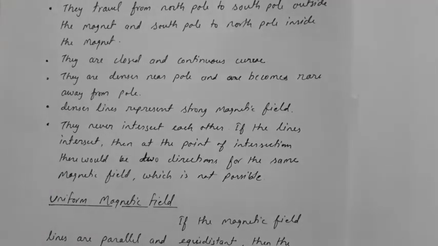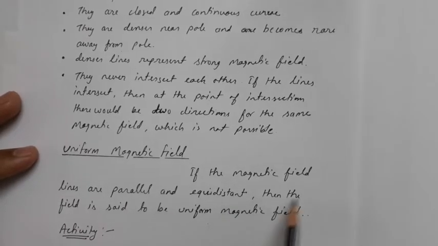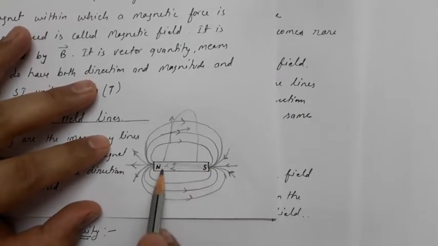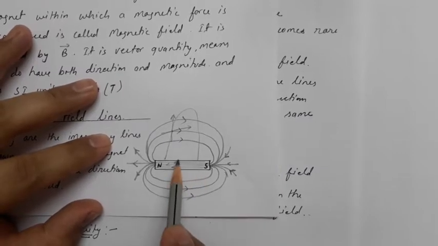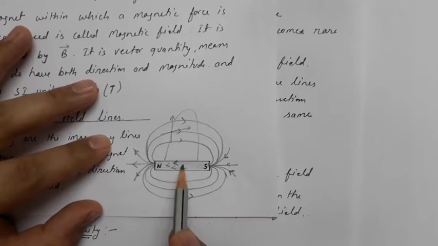Now next is uniform magnetic field. What is uniform magnetic field? If the magnetic field lines are parallel and equidistant, then the field is said to be a uniform magnetic field. Now look at the diagram. Here all the magnetic field lines inside the bar magnet are parallel, and hence we can say that the magnetic field inside the bar magnet is uniform magnetic field.